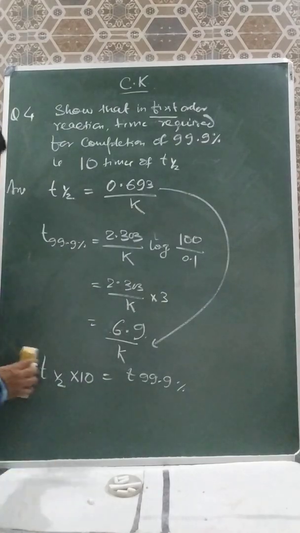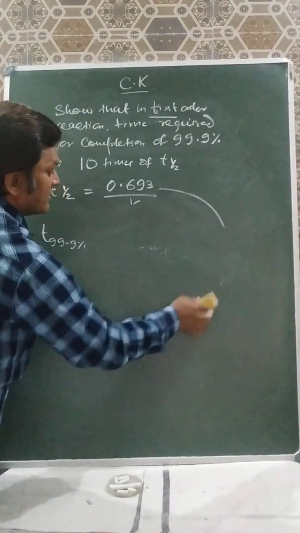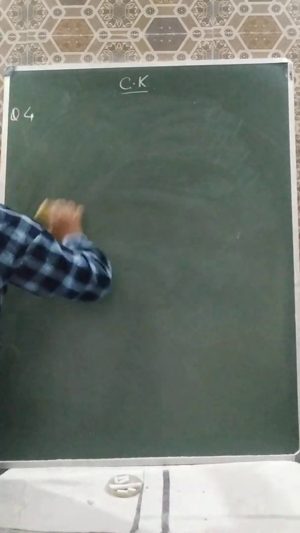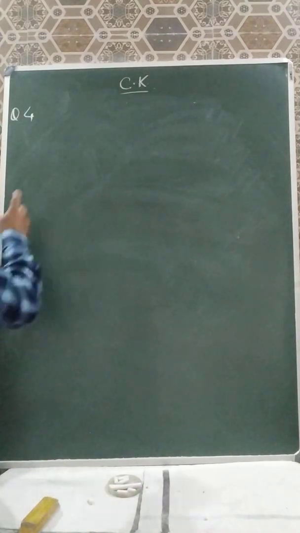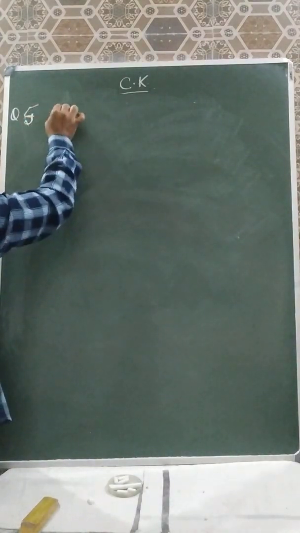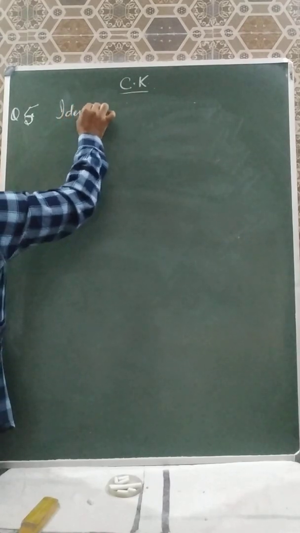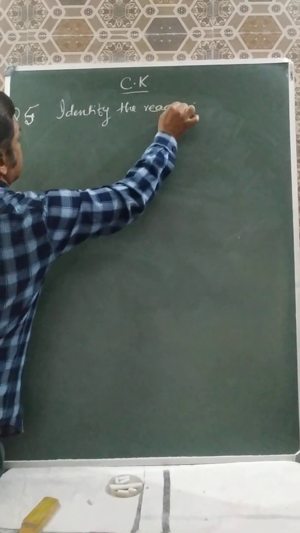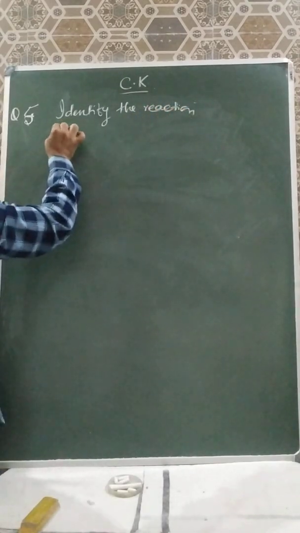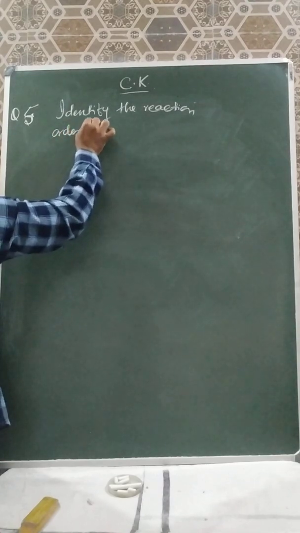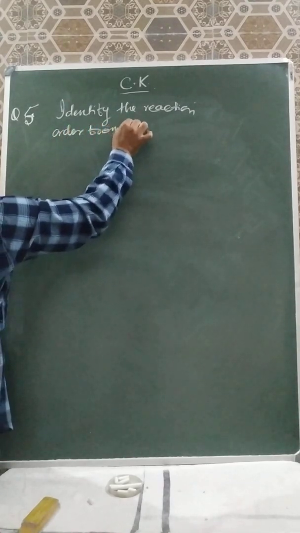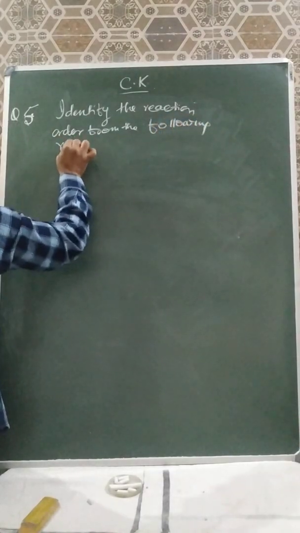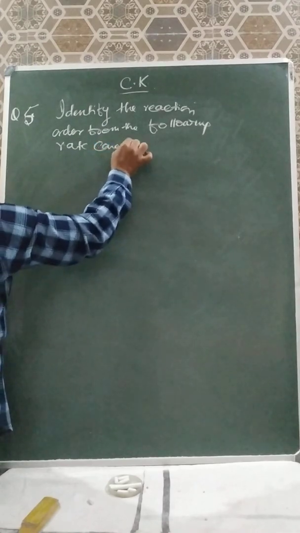Next question 5. Identify the reaction order from the following rate constant values.